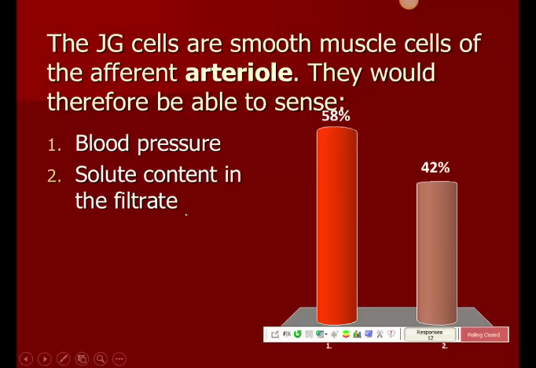So the macula densa cells, which belong to the ascending limb or the distal convoluted tubules, will be able to sense solute content in the filtrate, because only filtrate passes through that. Blood doesn't pass through it. Remember, blood is both plasma and cells. Here, filtrate is only plasma, out of which some of the substances are not even present. So macula densa senses filtrate because that's what passes through it. JG cells sense blood pressure because they're part of the afferent arteriole.